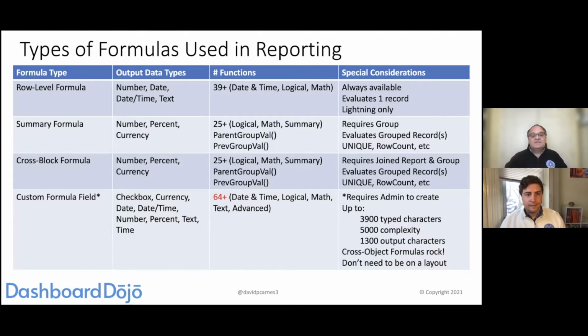We can have cross-block formulas, and that would appear on a joined report. We can have quite a lot of those if we need them on our joined reports. And then finally, we have the old standby. Every now and then, we need to do something on the underlying object. So the power of one will be an example of that today.